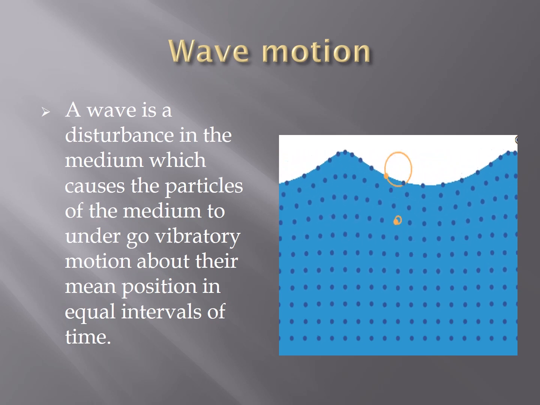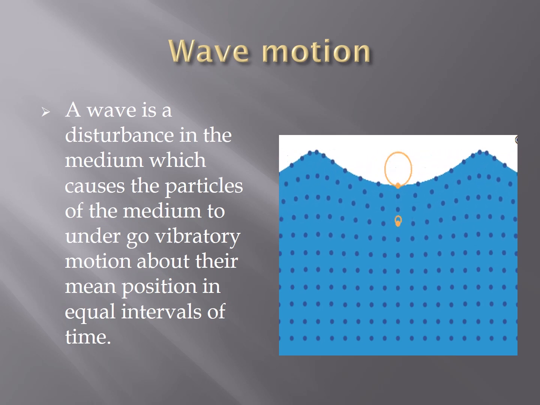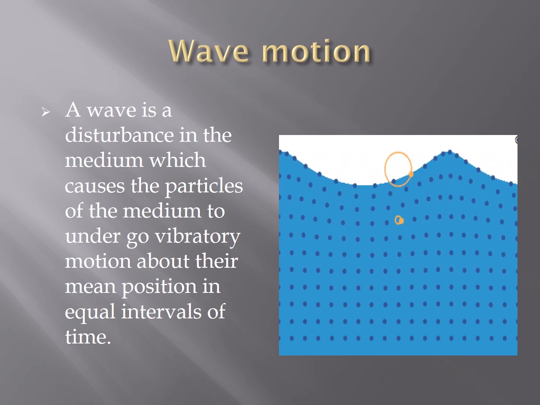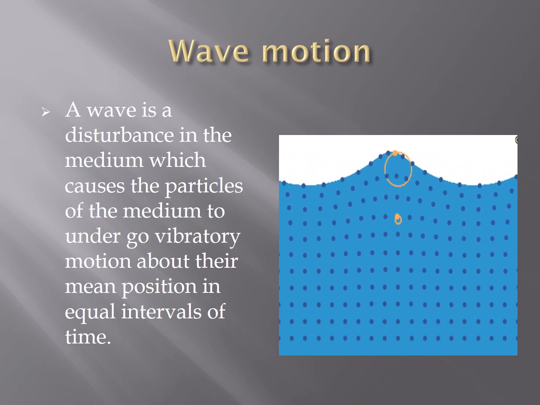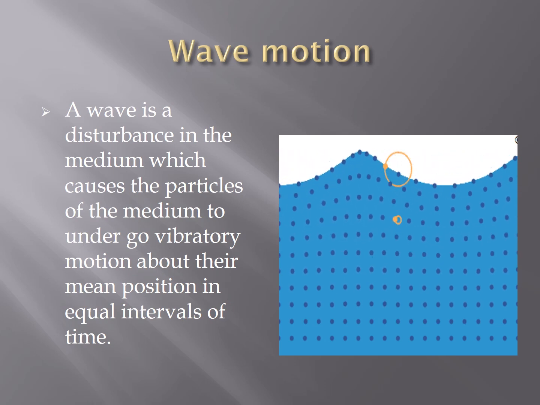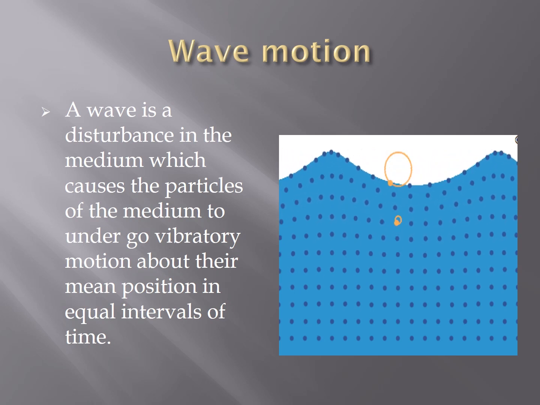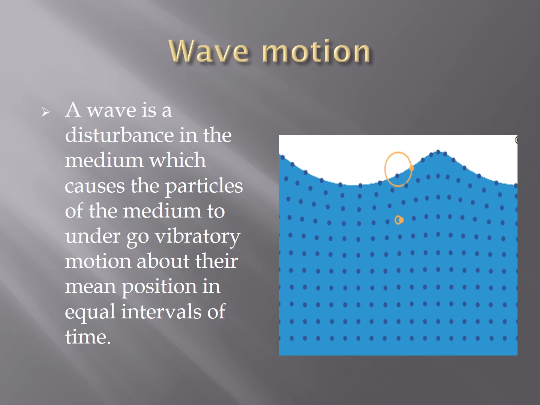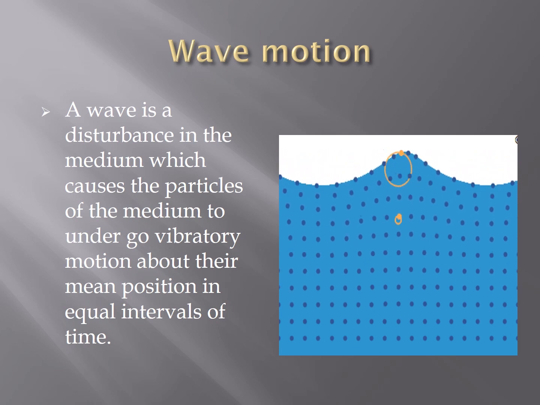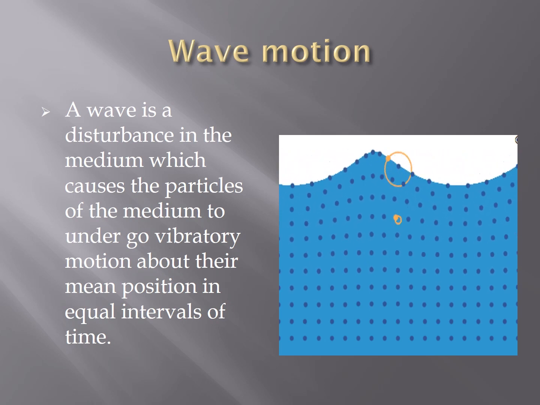As you can see in the animation, a particle with the orange color is moving up and down in the orange circle. It is not displacing from its position, but it is just vibrating about its mean position, and it transfers the disturbance to its neighboring molecules.